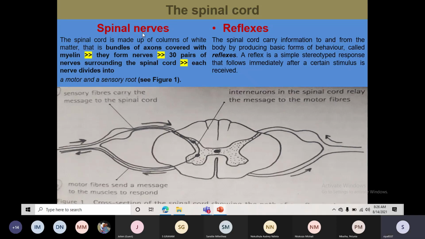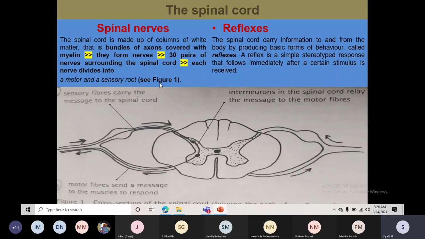Let's start afresh. The spinal cord, just imagine a pole with wires that transport electricity. However, the spinal cord is covered by several nerves. They say 30 pairs of nerves, the spinal nerves. The spinal cord is made up of columns of white matter, that is bundles of axons covered with myelin, so that the information can move much quicker. These axons form nerves, we can say spinal nerves. They form 30 pairs of nerves surrounding the spinal cord, each divided into two, motor and sensory roots.